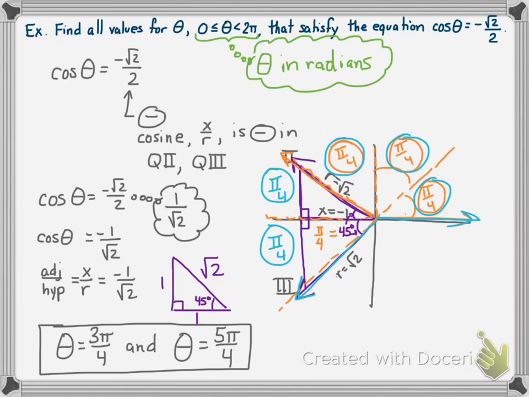And again, you can check that in your calculator. Make sure your calculator's in radian mode and type in cosine of 3 pi over 4, and you should get as an output the decimal approximation of negative root 2 over 2. And the same thing should happen if you type in theta equals 5 pi over 4.